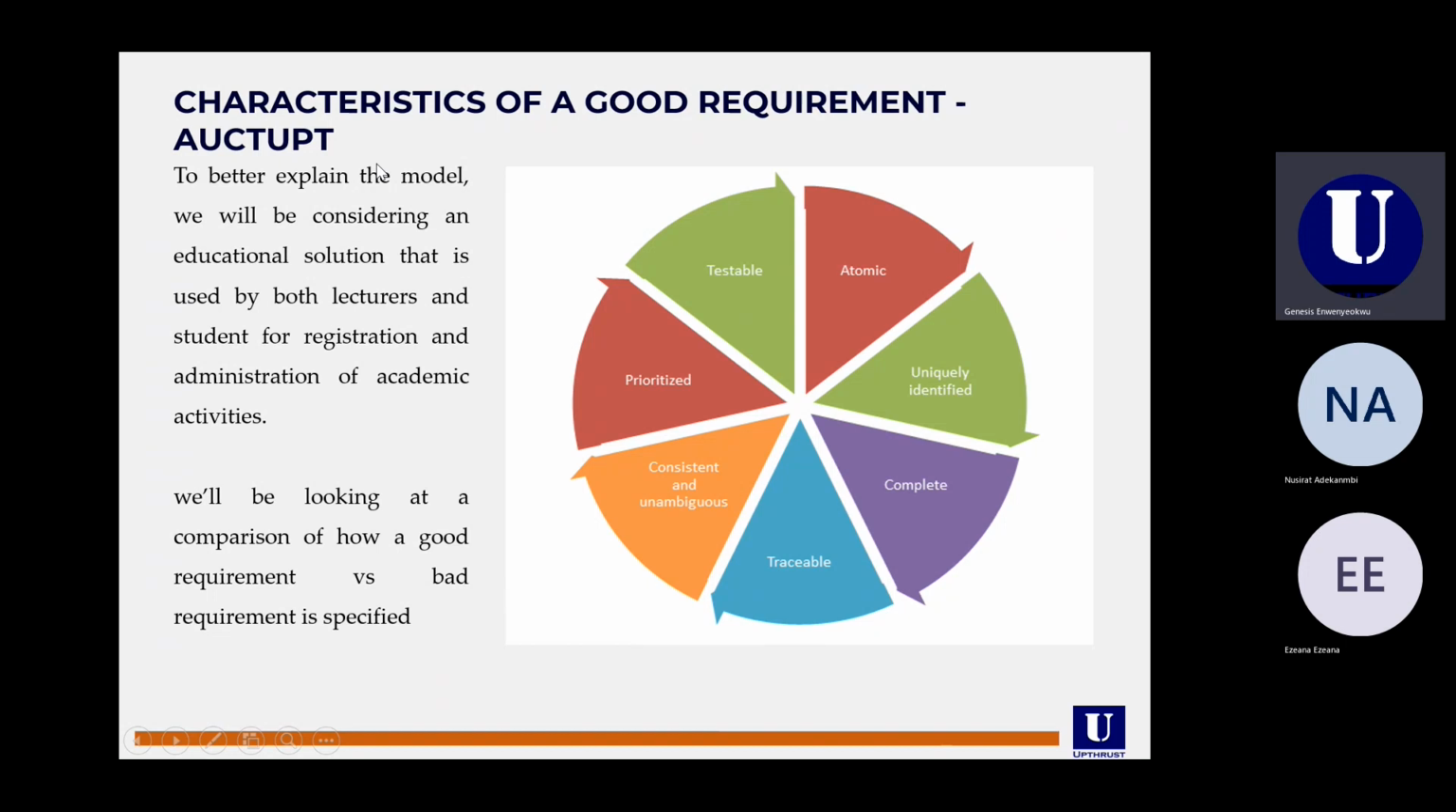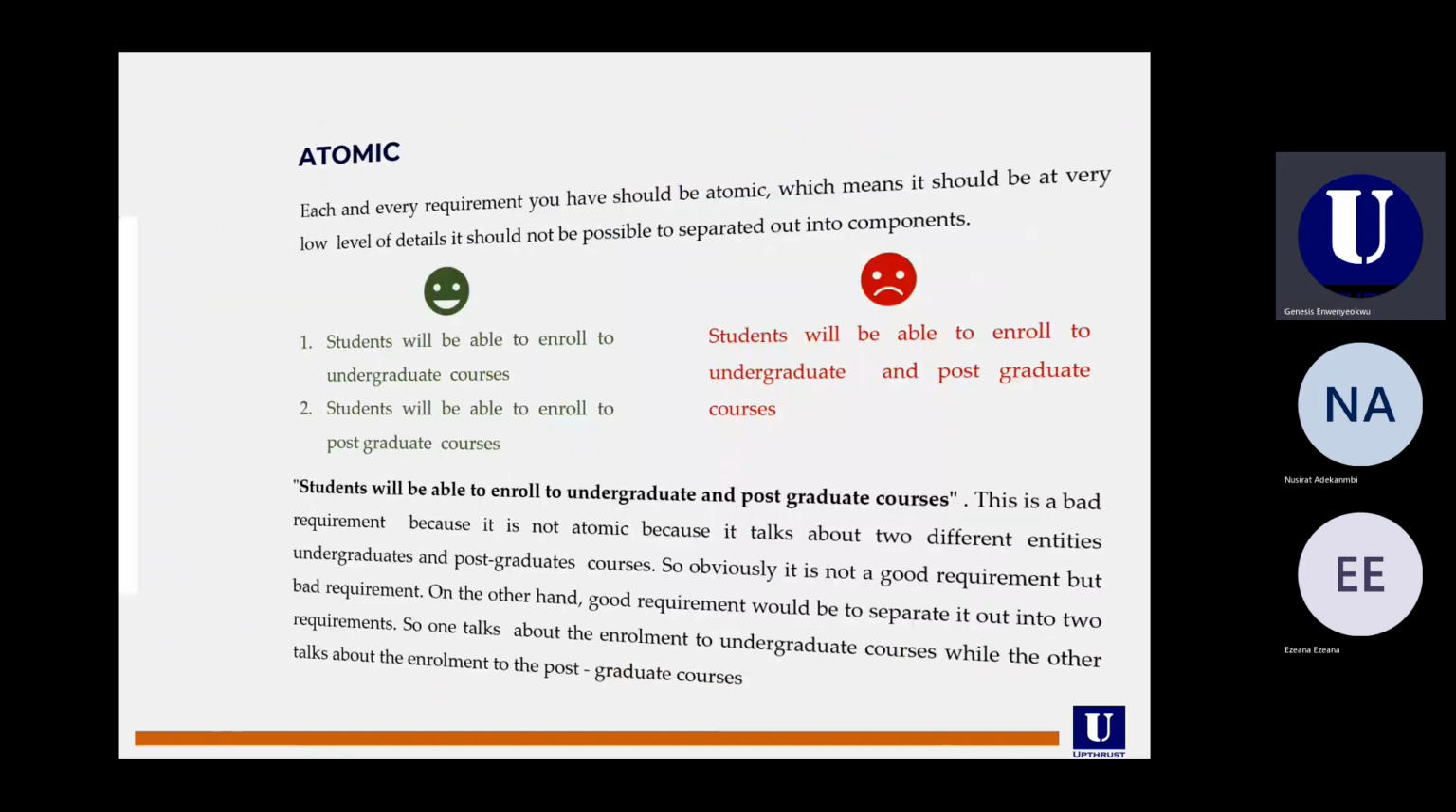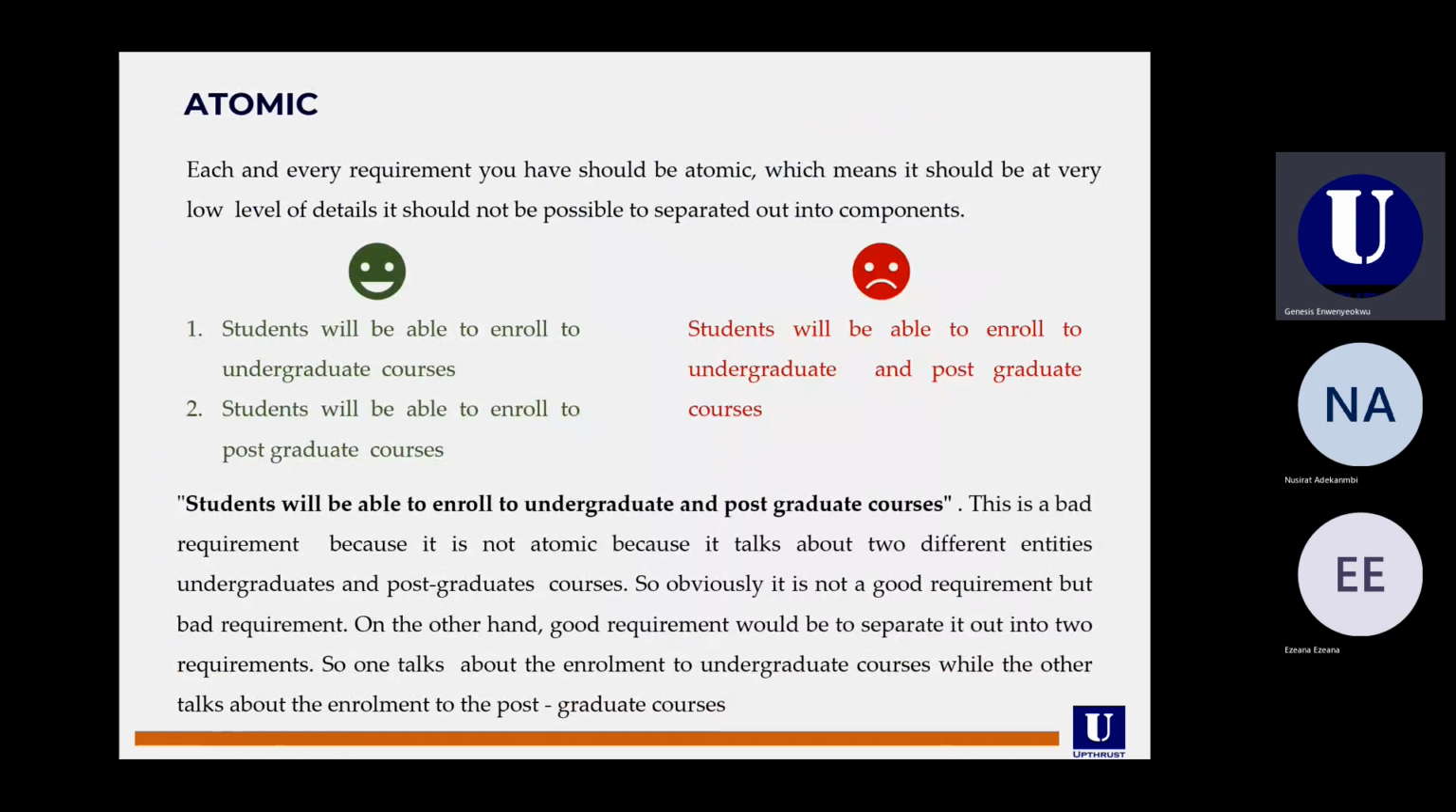So let's take a look at examples of requirements that are being evaluated using each component of the OCTOPT, and we'll be looking at it in line with an e-learning platform or educational platform where students will go to register for courses, lecturers will go to register and sign up, and what have you, right? So let's start. We'll be looking at good and bad requirements. When the requirement is atomic, remember that atomic means that it should be at a very low level of detail and it should not be possible to separate it into different components, right?